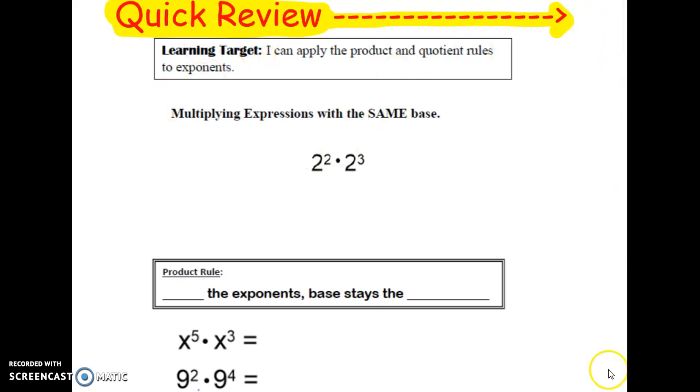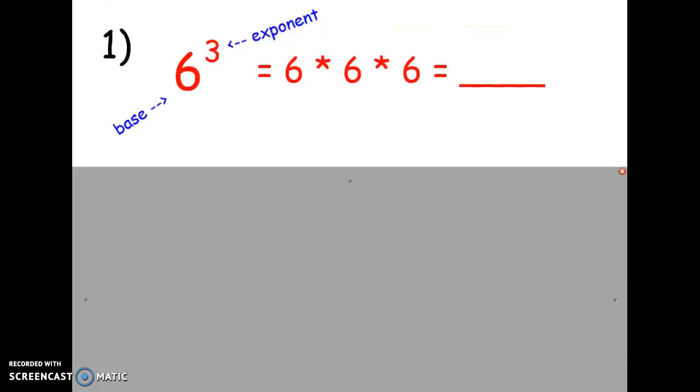When you flip your paper over, you want your quick review to be all the way to the right, actually, when you're doing this. Okay, so the first thing you're going to write down on that back is the problem 6 to the third power. Sometimes we read this as 6 cubed because 3 is your exponent and the base is a 6. And the exponent tells you how many times you're going to multiply out your base. So that's why this is equivalent to 6 times 6 times 6.